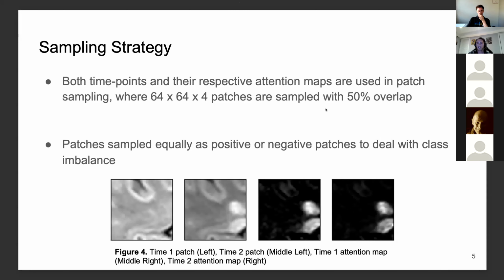Moving on to the sampling strategy. Both time points and the respective attention maps are used in patch sampling, where 64 by 64 by 4 patches are sampled with 50% overlap. 64 by 64 was selected to localize small lesions while maintaining contextual information, and 50% overlap was a good trade-off between performance and computational expense. Patches are equally sampled as positive or negative patches to deal with class imbalance. At the bottom, you can see the 4 patches that would be used as inputs.